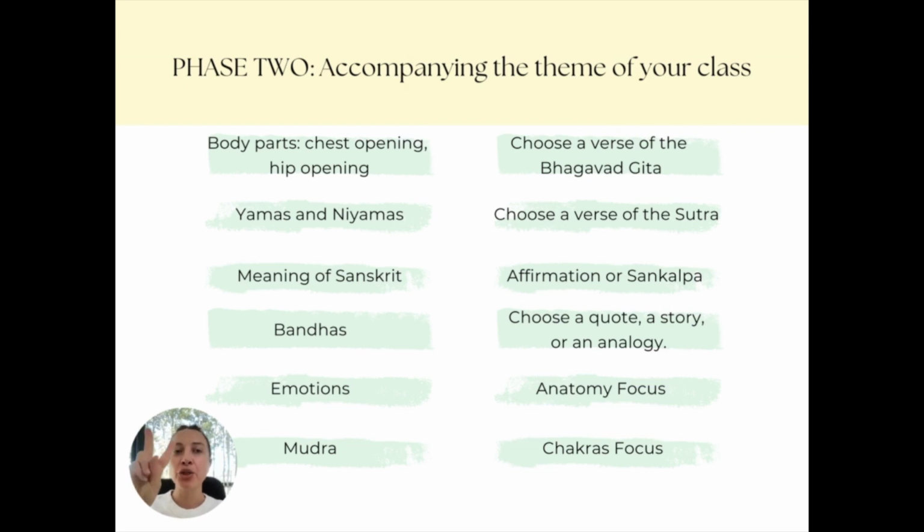Phase number 2, choose your theme of the class. It could be a variety of things. It could be a body parts or an anatomy focus, or it could be more a philosophical aspect like the yamas and niyamas, the Bhagavad Gita, the sutras, or even an intention, a sankalpa, or bandhas, emotions, mudra. Whatever it is, choose a theme of your class.